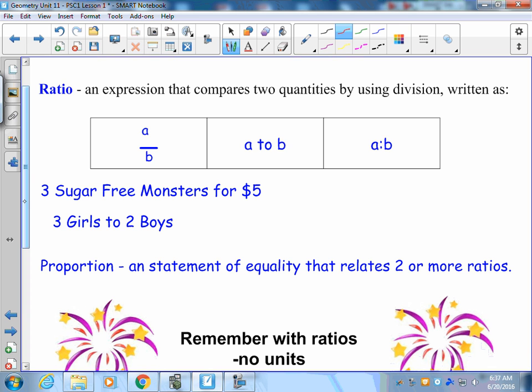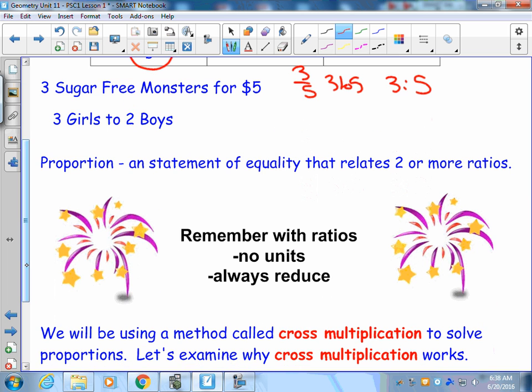Now, when we talk about a ratio, we can actually list a ratio in a number of different ways. So you can see these in any scenario. So we can have A over B. This is the one that we use most mathematically. But we can also have A to B for a ratio. Or we replace the word to with a colon. In mathematics, we're always using symbols to write things in a simpler form. So when I talk about 3 sugar-free monsters for $5, I can always do that in any of these methods. So we've got 3 over 5, 3 to 5, 3 colon 5. So we can use those pieces.